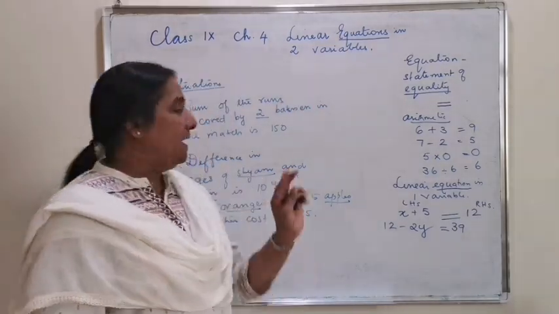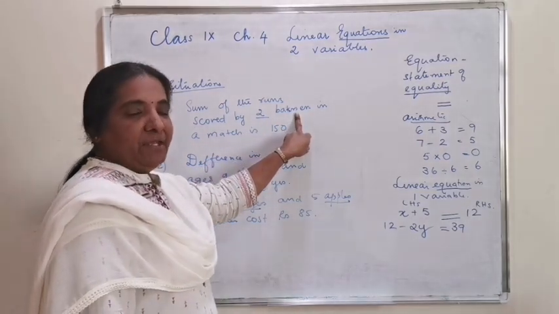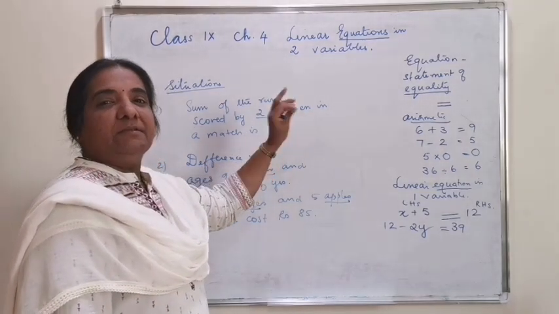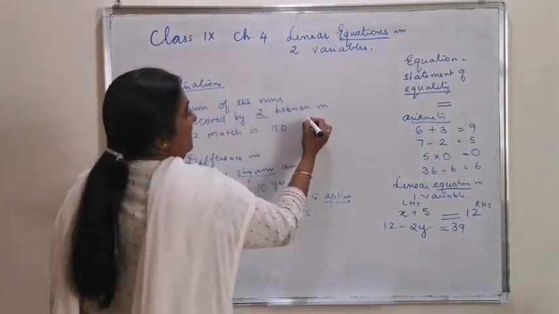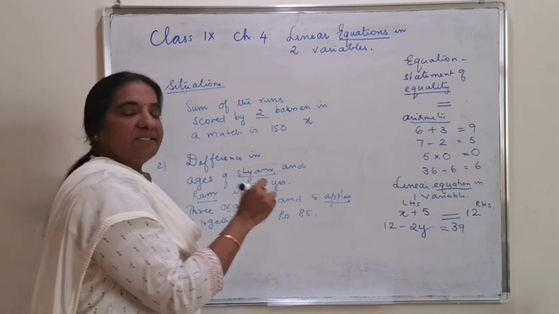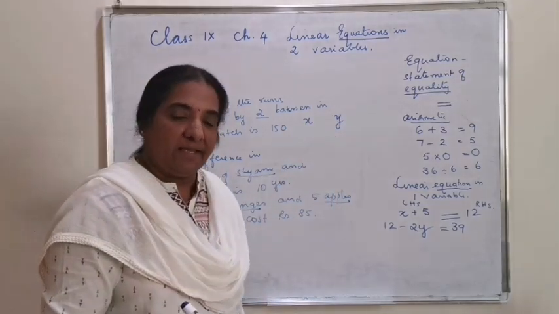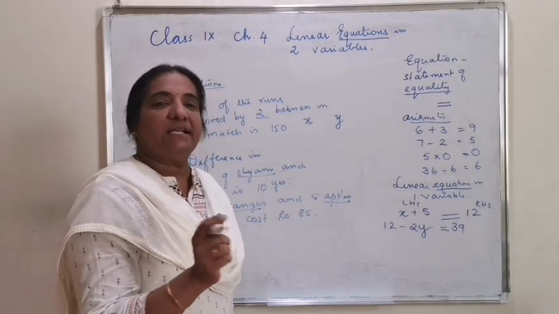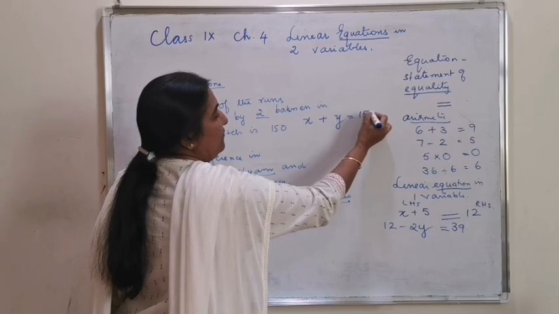There are two unknown quantities here, two batsmen. We take the runs scored by the first player as x and the runs scored by the second player as y, and the only condition is that the total runs is 150.